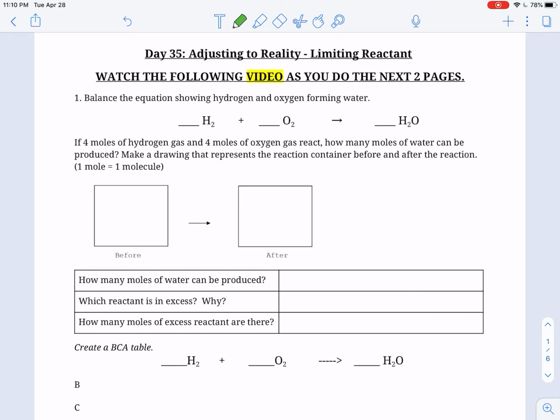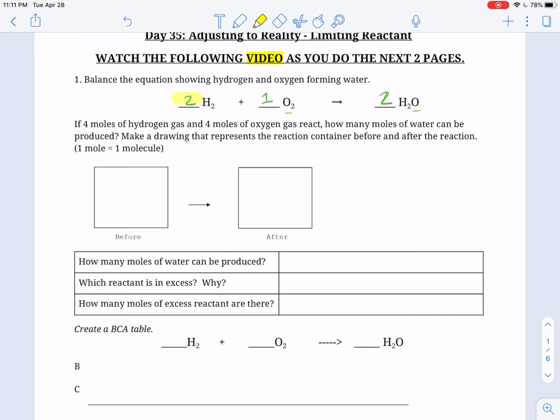So as far as the chemical equation, balance the equation showing hydrogen and oxygen forming water. Okay, so I see over here 2 oxygens and only 1 over here. So I know that's going to have to be at least a 2 to make it even. Okay, so 2 oxygens, 2 oxygens. That looks fine. Okay, and then now on the right side, I have 4 hydrogens. So I need to put a 2 here, so I have 4 hydrogens. So that's going to be a 1. All right. Okay, so the recipe is going to be 2, 1 makes 2, right?